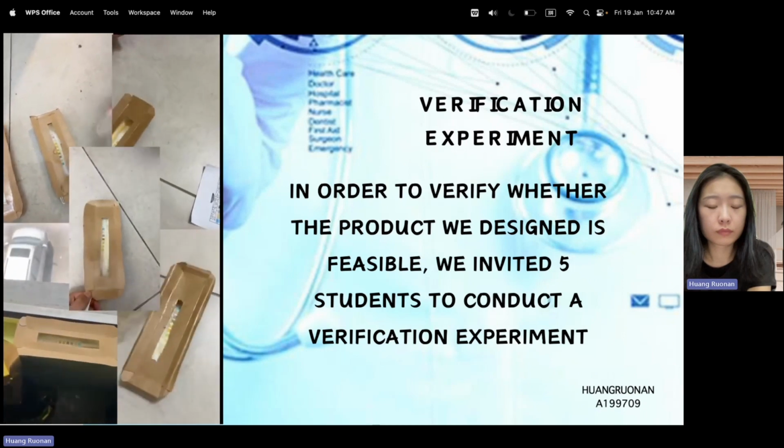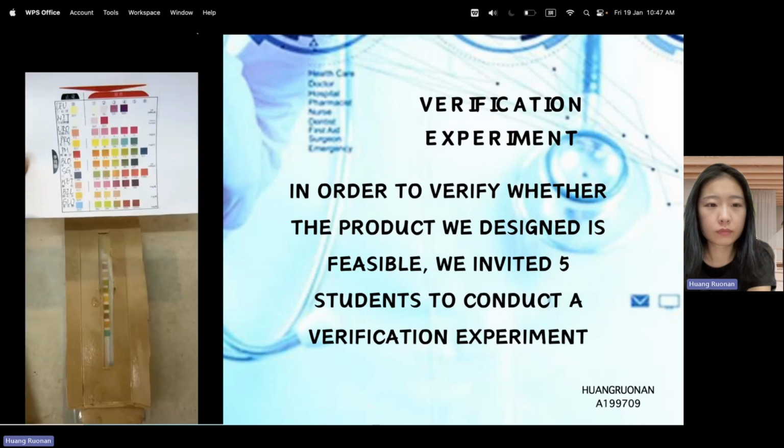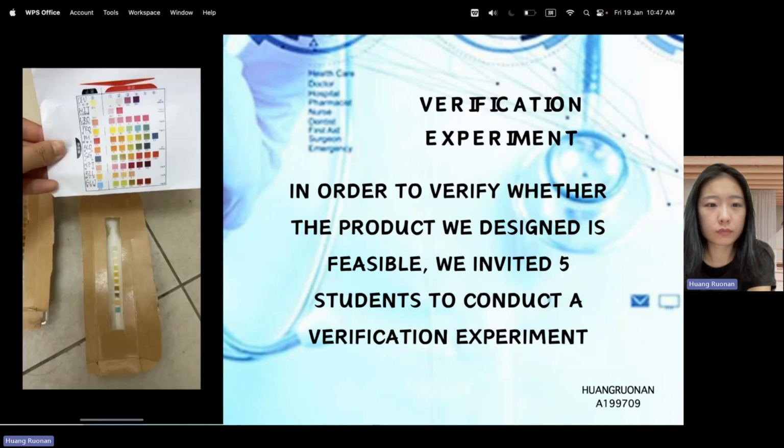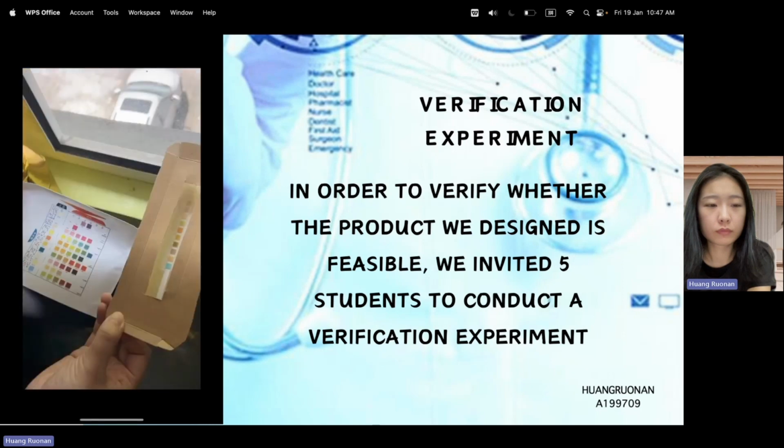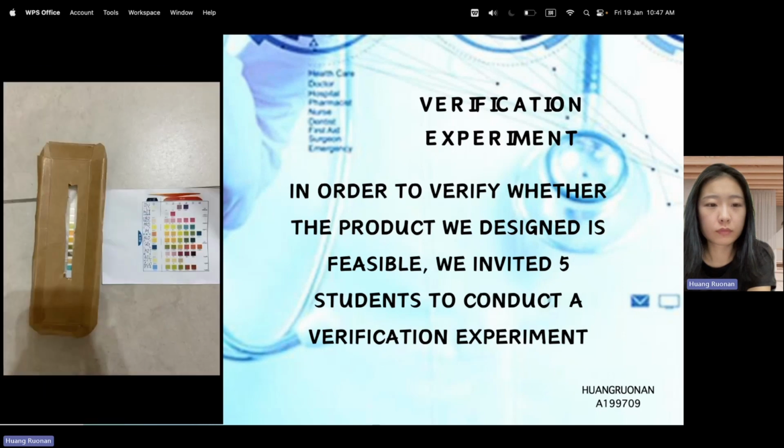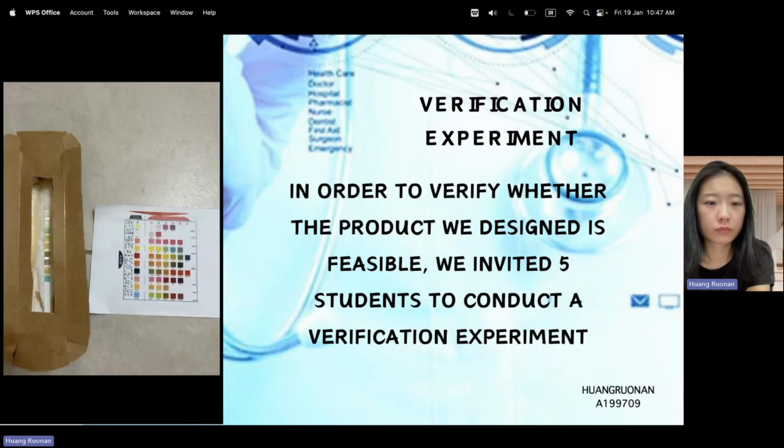Now we can see the results. First one, the NIT is positive. The second one is normal. The third one, blood is positive because she is on her period. And the fourth and fifth, the KET is positive.